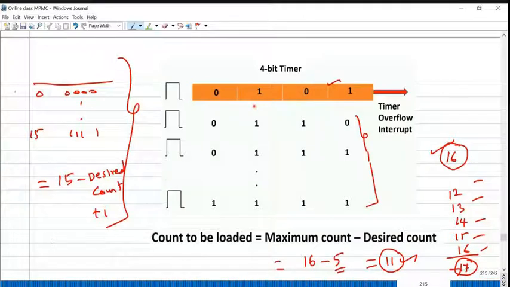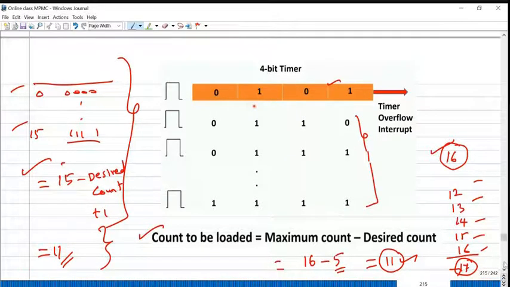Both are the same actually. If you follow this truth table format, the decimal equivalent for this binary is 0 to 15, meaning a total of 16 clock pulses. So if you follow this one, maximum count is 15: 15 minus desired count plus 1. Otherwise, remember a 4-bit timer means 2 power 4, total count is 16. So 16 minus 11, here also you will get 11. Some textbooks follow this formula. The Mazidi textbook follows this formula only: maximum count minus desired count.